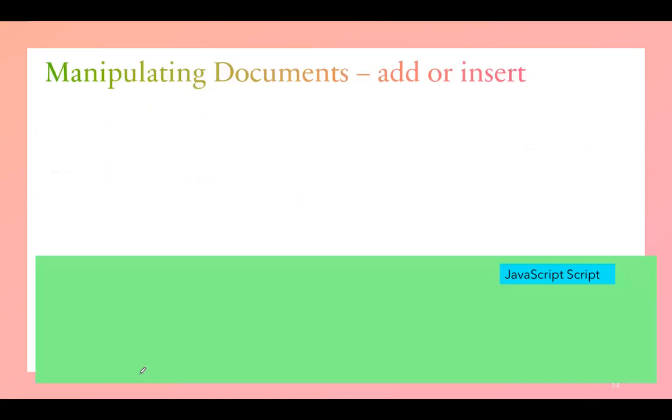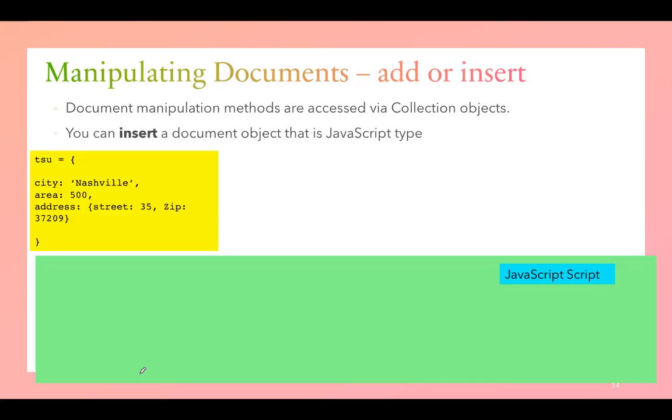Okay, manipulating documents, add and insert. We'll see some examples here. Document manipulation methods are accessed via collection objects, right? We have to create the collection objects, and you saw that insert, right? So here is an example where we'll be inserting multiple documents, right? You can insert a document object that is JavaScript type, right? So this looks like kind of JavaScript documents where you have, this is a JavaScript type object where you have the key and value, key and value, key and value, key and value.